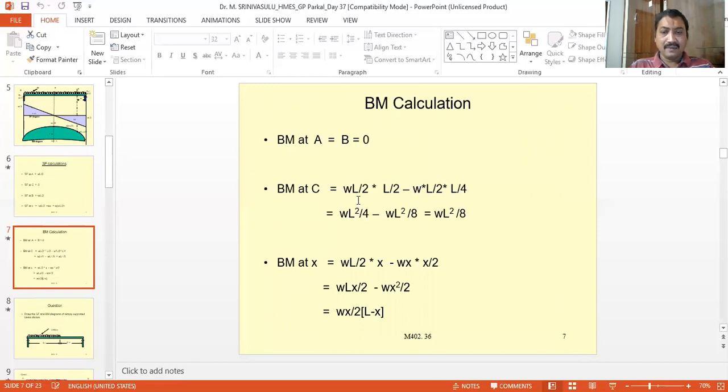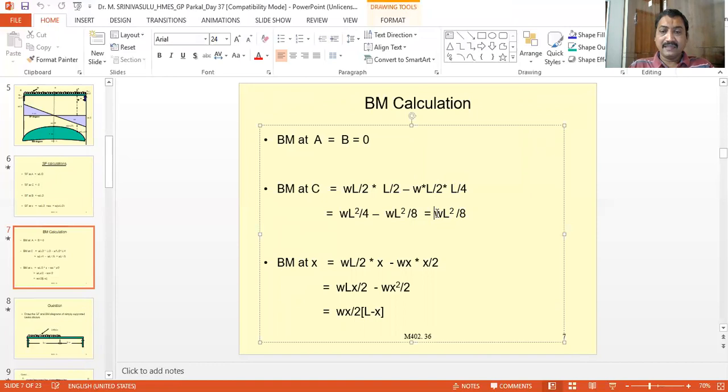So this is WL square by 4, and this is WL square by 8. So WL square by 4 minus WL square by 8 is equal to WL square by 8. So this is the value. WL square by 8 is the bending moment that is acting at the point C.